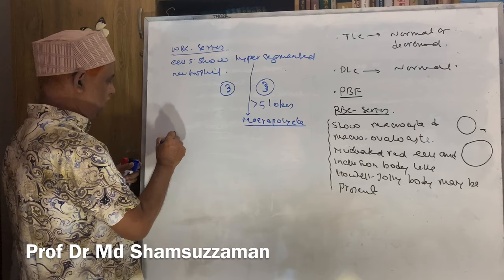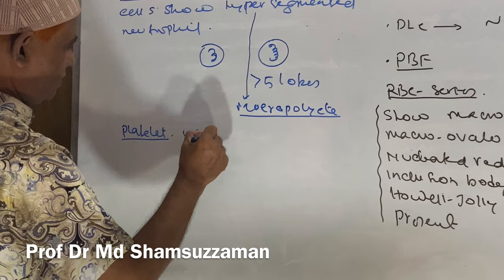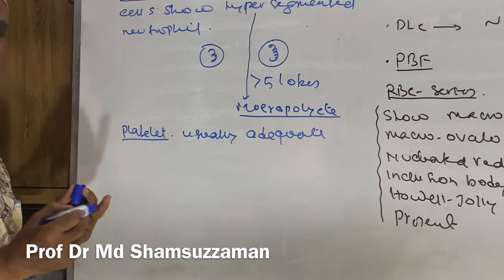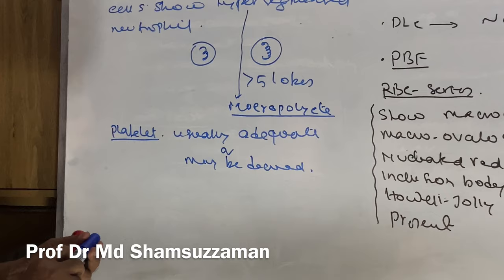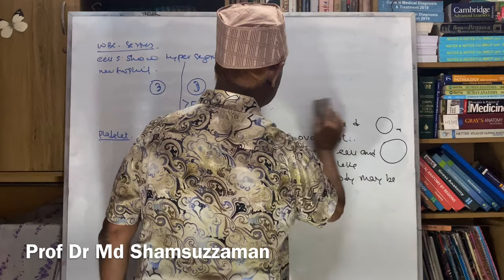Then come to platelet. Platelet usually adequate in number, but may be decreased in later stage. So this is the peripheral blood film findings of megaloblastic anemia, or that is macrocytic megaloblastic anemia.